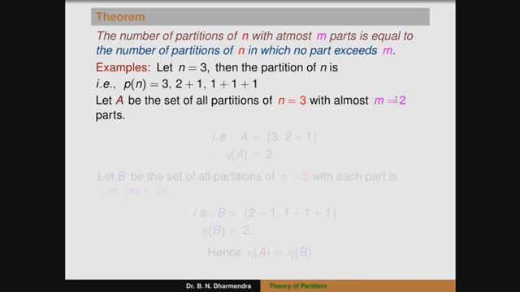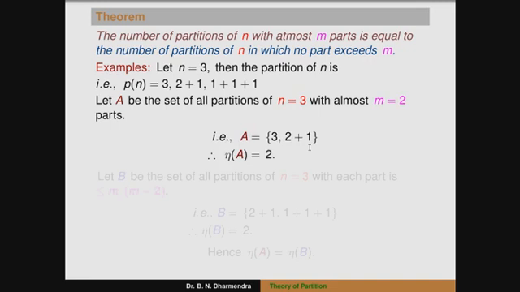M is equal to 2. That is, 2 parts means we won't consider the terms of 3 parts, only 2 parts, that is 3 and 2 plus 1. So therefore A can be written as A is equal to, at most 2 parts, that is 3, 2 plus 1. And then what is the cardinality of A? The cardinality of A means the number of elements in A. We can call it, let's say, eta of A is equal to 2.